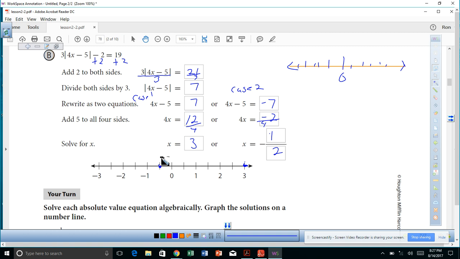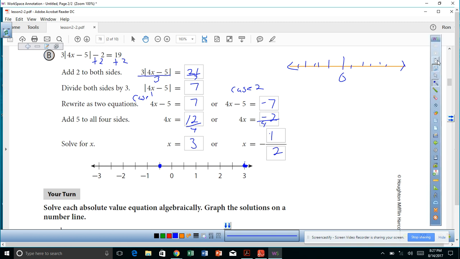So the distance between 4 times some point x minus 5 and 0 is 7. Anyway, here you go. It's right here. That's kind of confusing, I need to stay away from that.